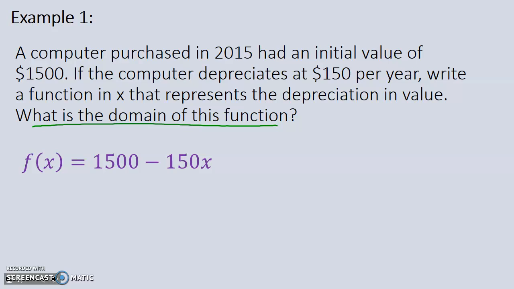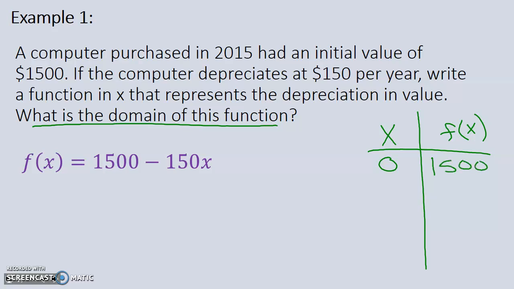So think of some x's that would work here. We've already seen what happens in 5 years. Maybe see what happens in 1 year, or after 3 years, or 7 years. Play around with the different amounts of years to see what happens to the value of the computer. If you'd like to make a table, go ahead and do so. x is what you're plugging in. If no years have passed, 0 time has passed, how much was that computer? $1,500.